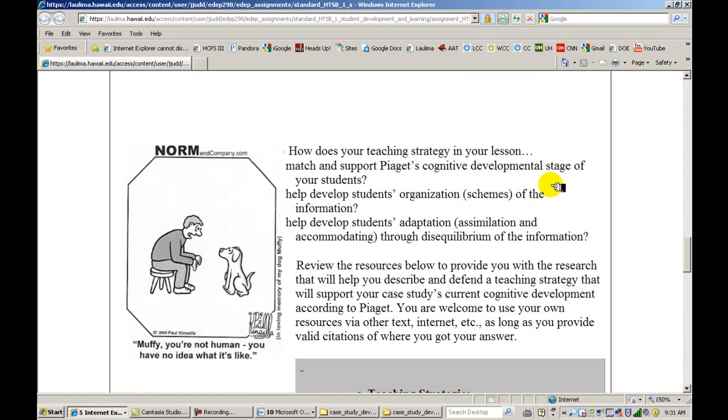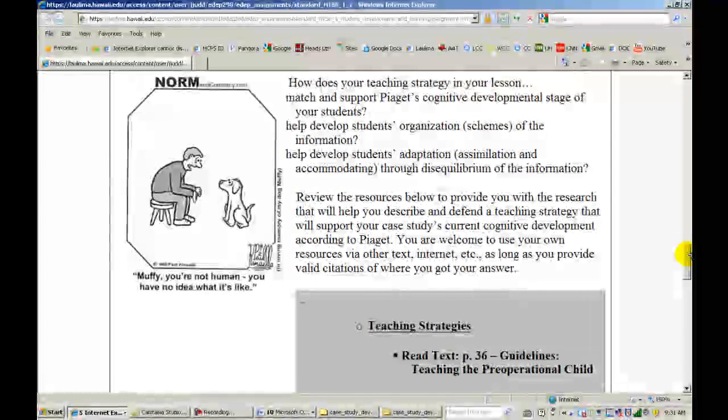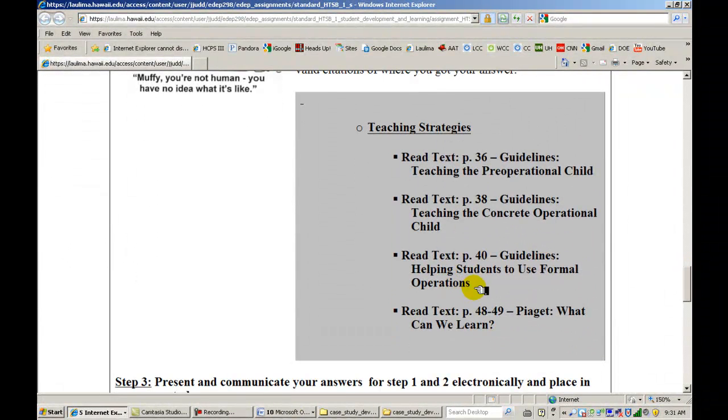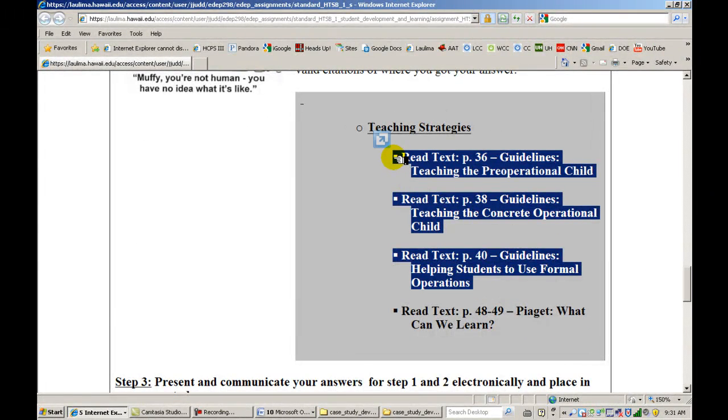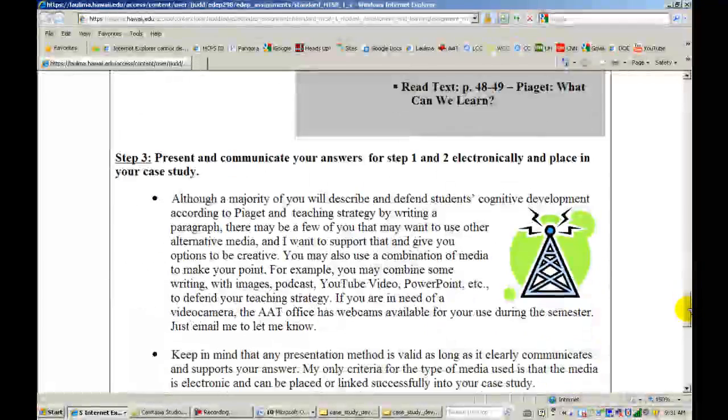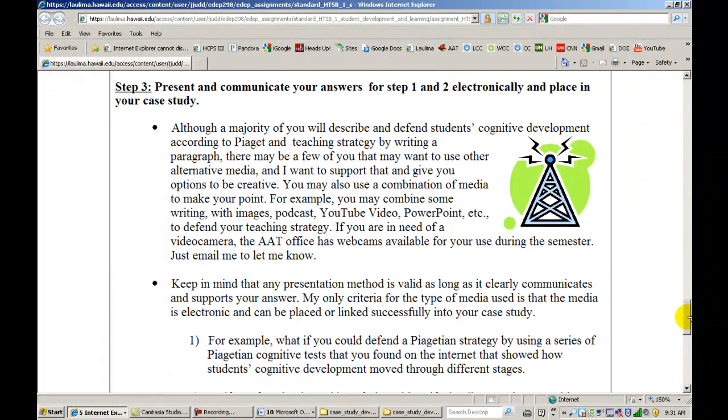And what that basically means is, if you have something that doesn't fit your schema, it throws it into disequilibrium, or unequalness, and then they have to figure out through learning how to get it back into the schema through assimilation and accommodation. So the text has some excellent guidelines for strategies that you could teach your client or case study, and you probably don't even need to look beyond that, because they do such a good job. And then you're going to, in step 3, communicate your answers.